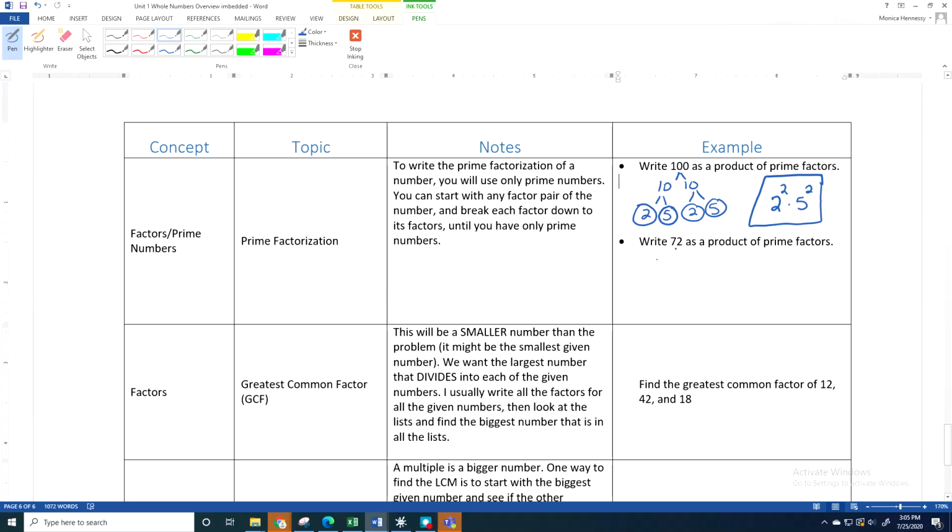All right, 72, doing the same thing. I can break it down into, I usually think of 8 times 9 is 72. All right, 8 breaks down into 2 times 4. 2 is a prime number. 4 becomes 2 times 2, and those are 2 prime numbers. 9 is 3 times 3, and 3 is a prime number, and 3 is a prime number. So writing it as a product of prime factors, I have a 2, and there are 3 of them. And I have a 3, and there are 2 of them.